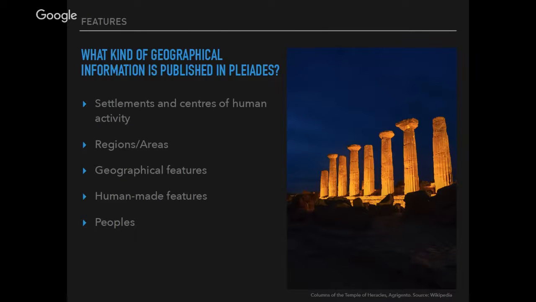Before we go there, a quick overview of the information that you can actually find in Pleiades. Most of it, as you would expect, is about settlements and centers of human activity, but you also find entries for regions and areas and other sorts of political or administrative entities, but also geographical features like mountains, rivers, and lakes. Human-made features, especially big monuments like temples or theaters or other things like that. And last, peoples that were in some documents used as geographical information, like the land of the Ethiopians or information like this.